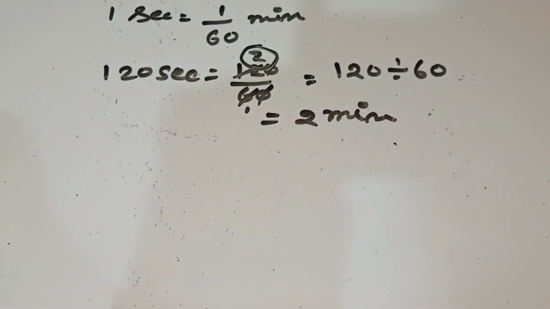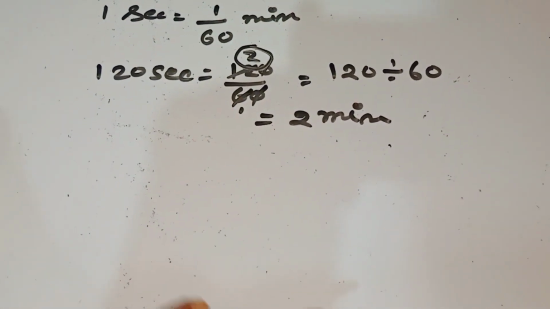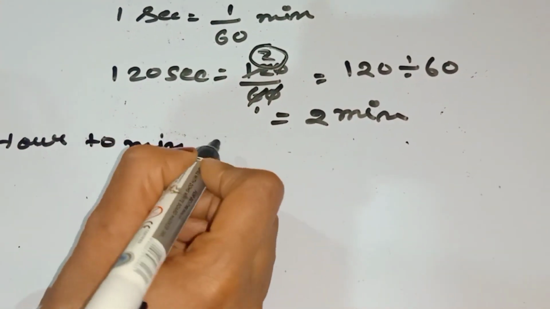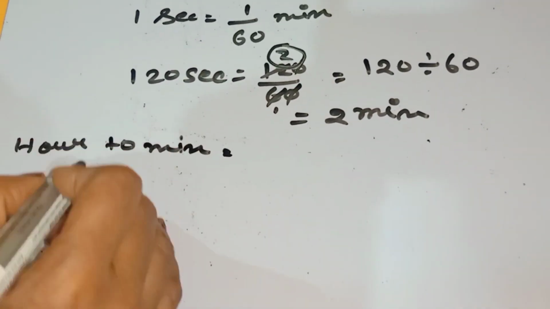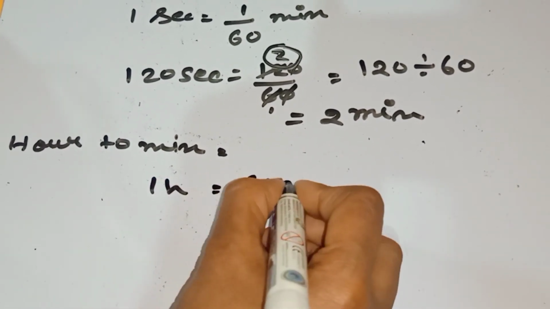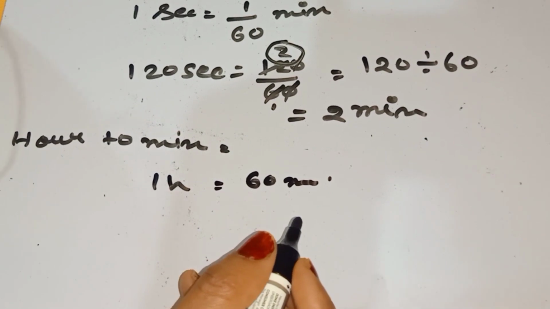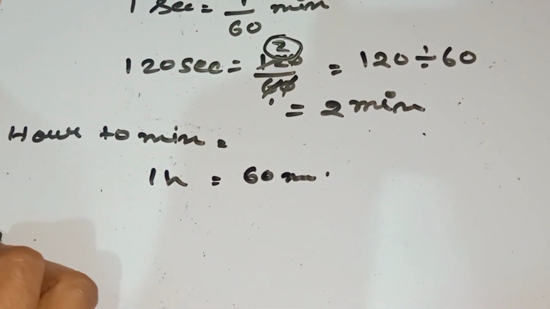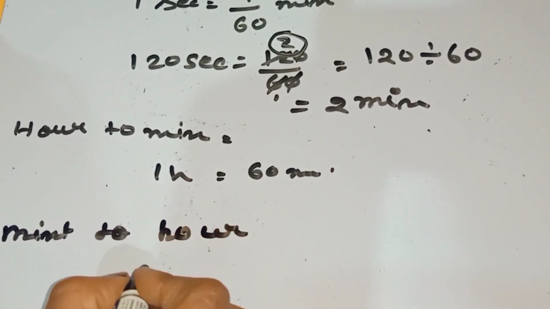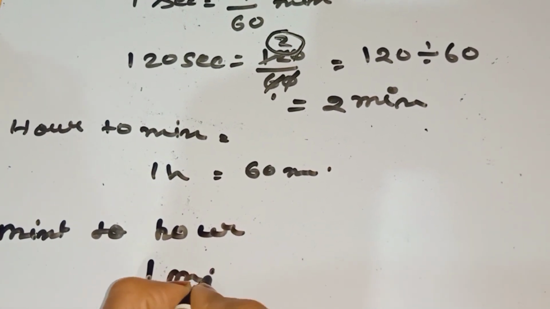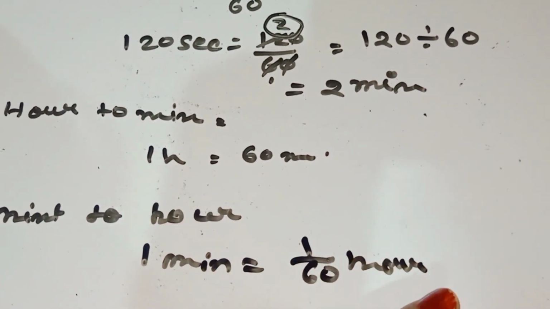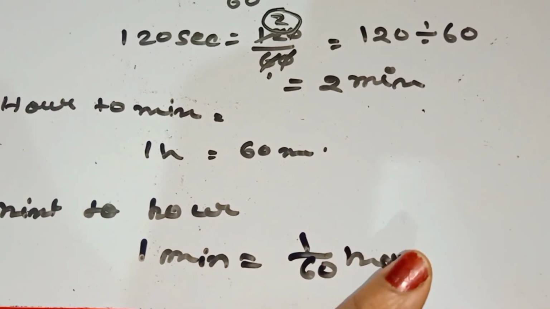Okay. Now, the third thing from this chapter is hour to minute. How can we change hour to minute? The same formula you apply. You write the formula: 1 hour is equal to 60 minutes. And after that you put the given number and you find out the answer. And the same in minute to hour. How can you write? 1 minute is equal to 1/60 hour. And when you put the number in this formula, you get the answer easily.